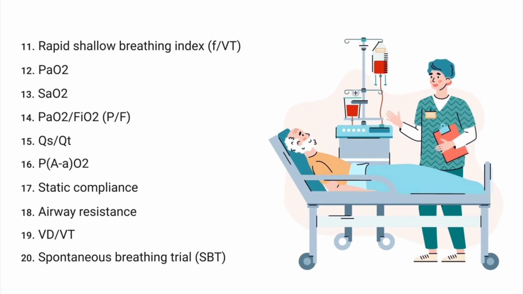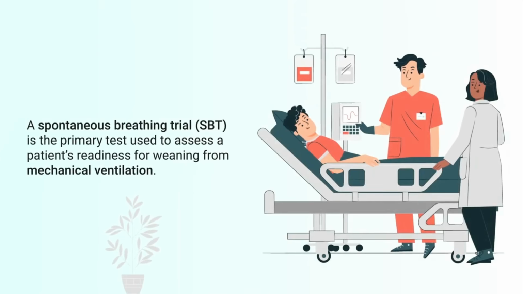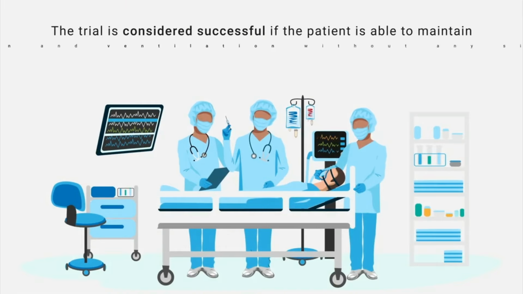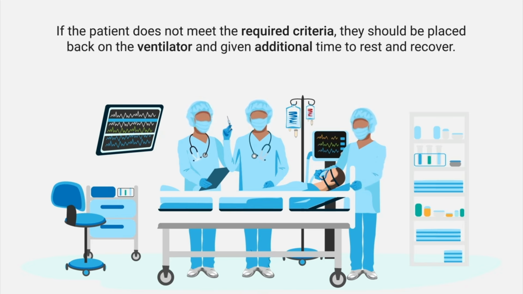And again, the acute condition that initially required mechanical ventilation must be resolved or significantly improved in order for weaning to be successful. And just a reminder, a spontaneous breathing trial is the primary test used to assess a patient's readiness for weaning from the ventilator. It involves a period of time where limited or no support is provided by the ventilator, during which the patient's vital signs and respiratory status are closely monitored. The trial is considered successful if the patient is able to maintain adequate oxygenation and ventilation without any significant distress. If the patient does not meet the required criteria, they should be placed back on the ventilator and given additional time to rest and recover.